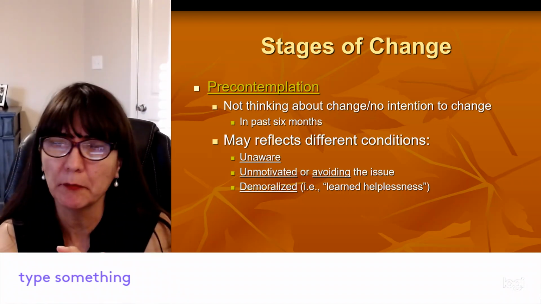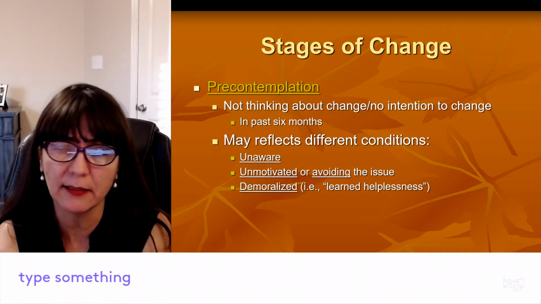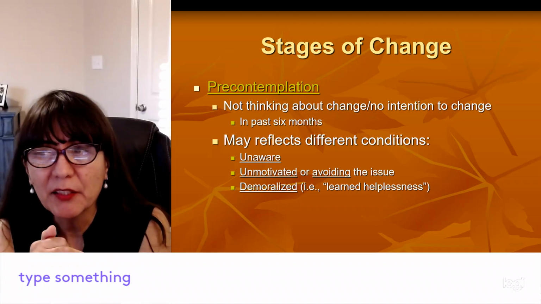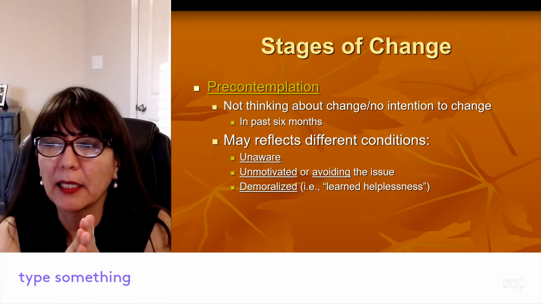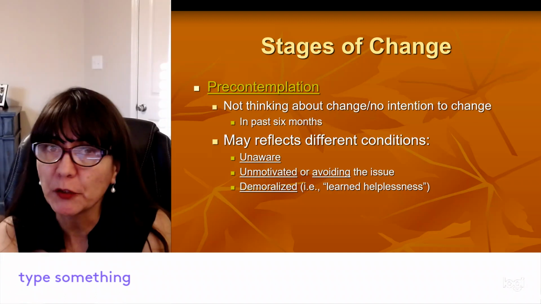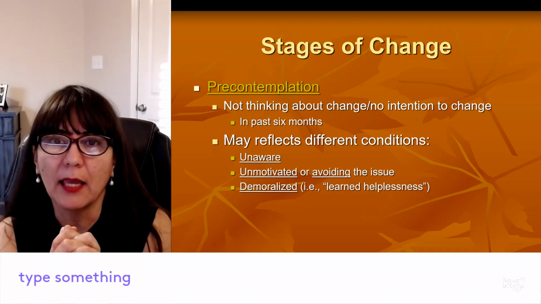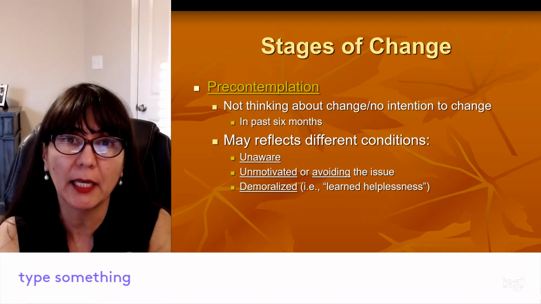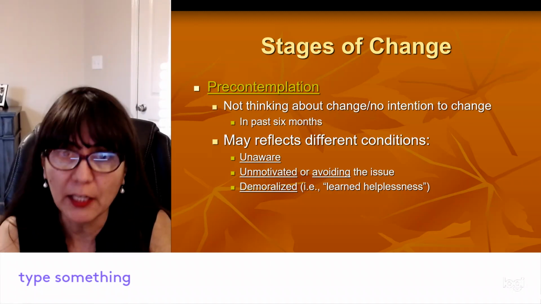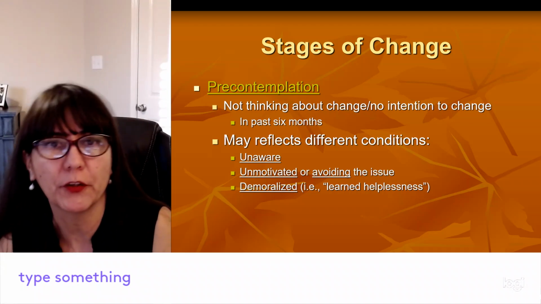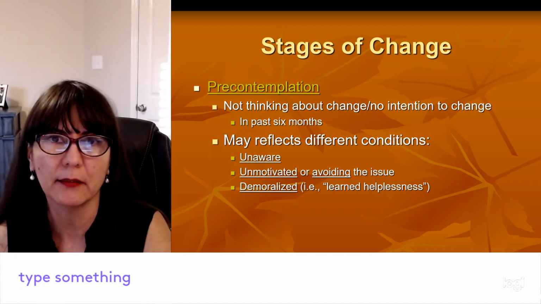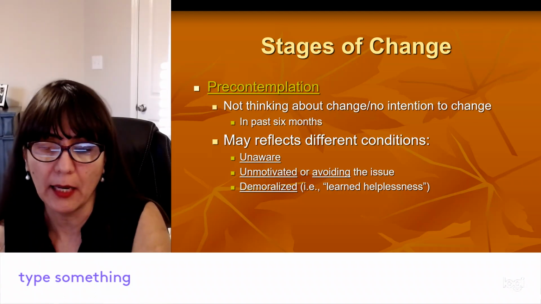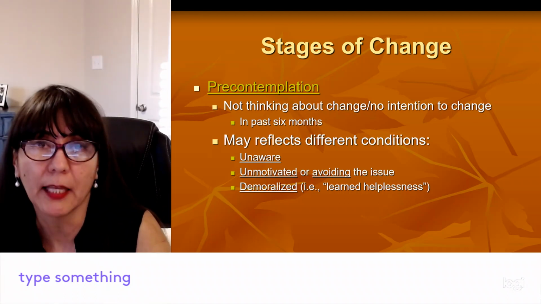a period of time. In this case, they listed the past 6 months. A person's unwillingness to change or not think about change may be related to different conditions or experiences of theirs. One condition might be that they're just unaware that the behavior is bad for their health. They might just lack awareness that there's a link between the behaviors they're engaging in and health outcomes. That's a possibility.